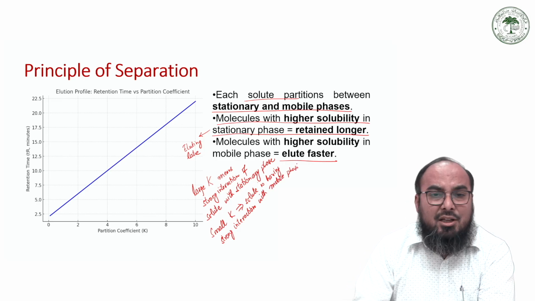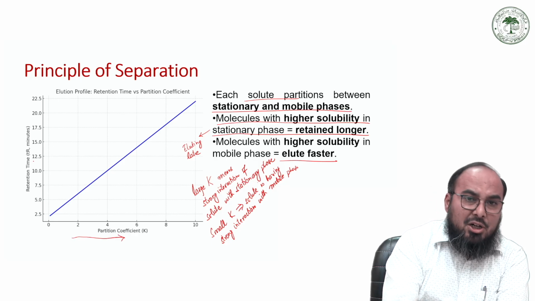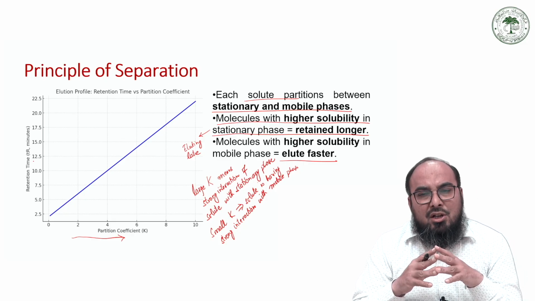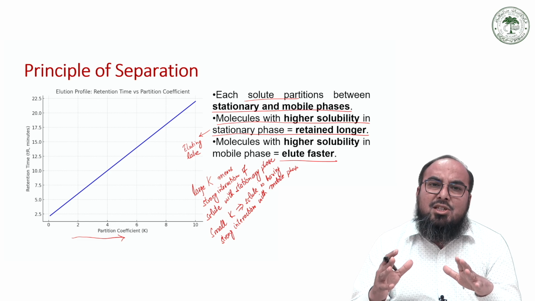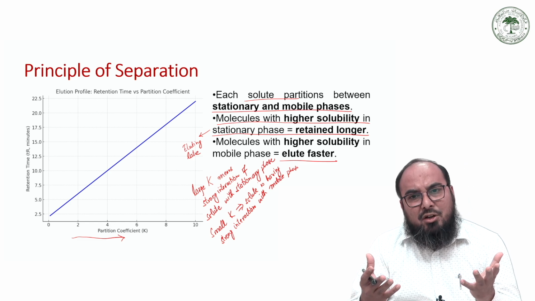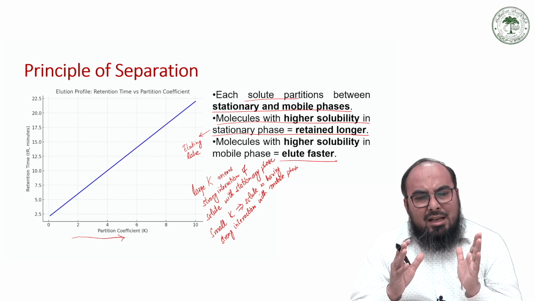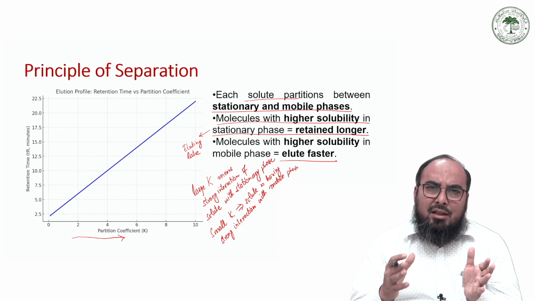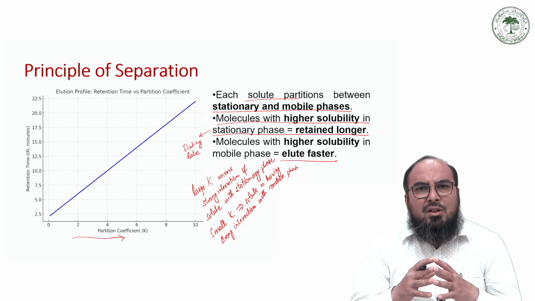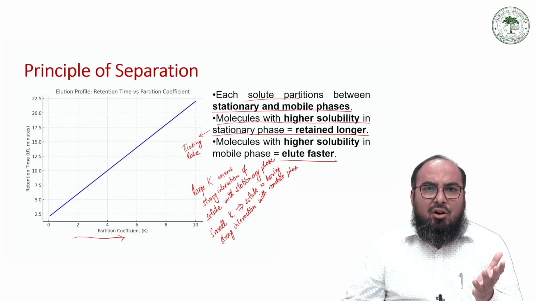So this is it, and this graph is telling the story. The moment the partition coefficient increases, the retention time also increases. So the greater the value of the partition coefficient, the greater the retention time, or you can say the stronger the interaction with the stationary phase. And the converse is also true: if you have a lesser value of K, the elution is faster, that is, the interaction with the mobile phase is high.